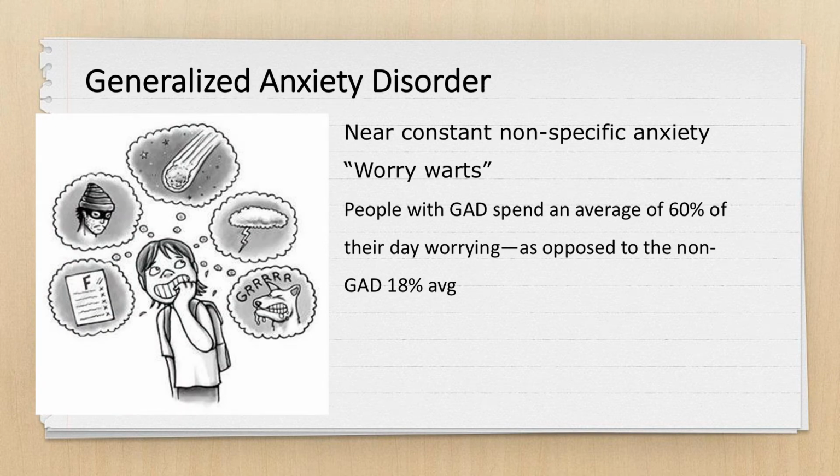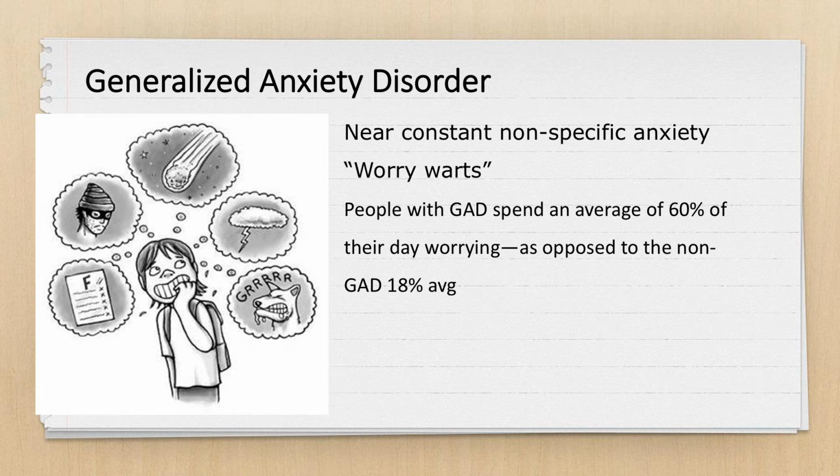Everybody worries, but people with generalized anxiety disorder spend an average of 60% of their day worrying, as opposed to people who don't have this disorder, who spend 18% of their day worrying. People with generalized anxiety disorder tend to almost always feel on edge or worry about any number of things. One key here is that this is generalized. That is, people with generalized anxiety disorder are not only worried about social situations, they are not only worried about being sick, they are worried about everything.